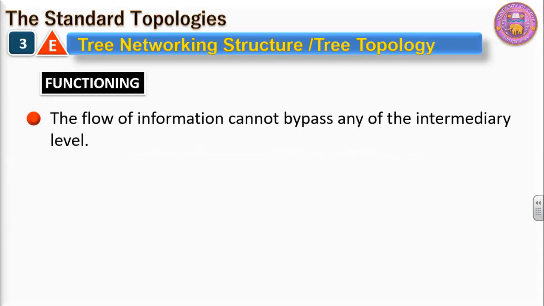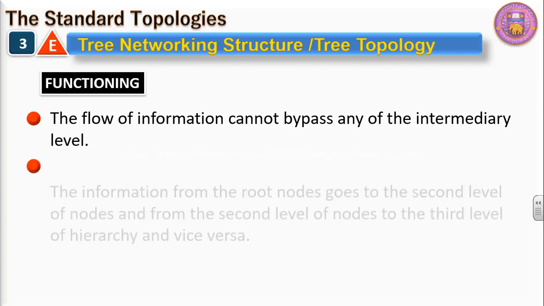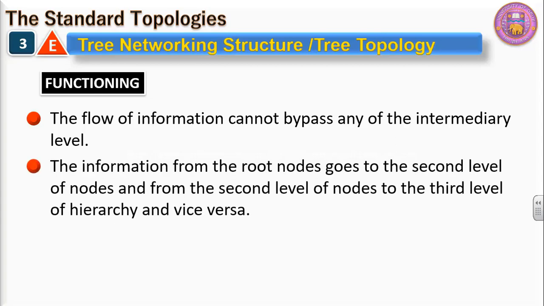The flow of information cannot bypass any of the intermediary level. If the information has to go from the third level to the first level, then it has to pass through the second level. It cannot directly go to the first level. The information from the root node goes to the second level of the nodes and from the second level of nodes to the third level of hierarchy and vice versa.